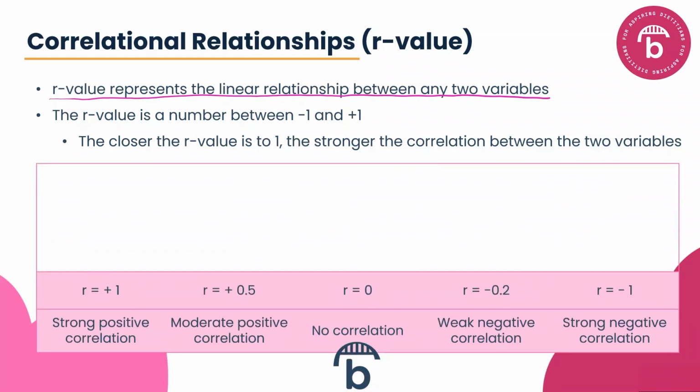A negative R value means an inverse relationship. If one variable goes up, then the other goes down. Like as sodium intake rises, potassium intake decreases, and that could reflect a negative correlation.